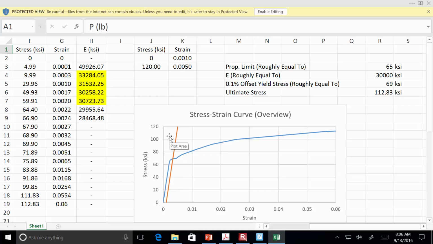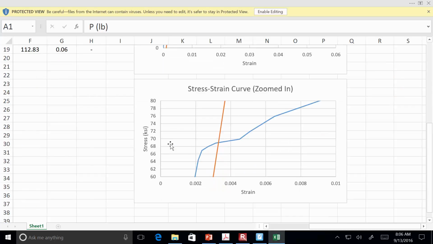So once you get an E of 30,000 KSI, you plot another line offset at a strain of 0.1% or 0.001. Draw that line and then zoom in to see where it intersects. Now if you zoom in, you can kind of see that intersects somewhere between 68 and 70. So the textbook listed 69. That's where that came from.